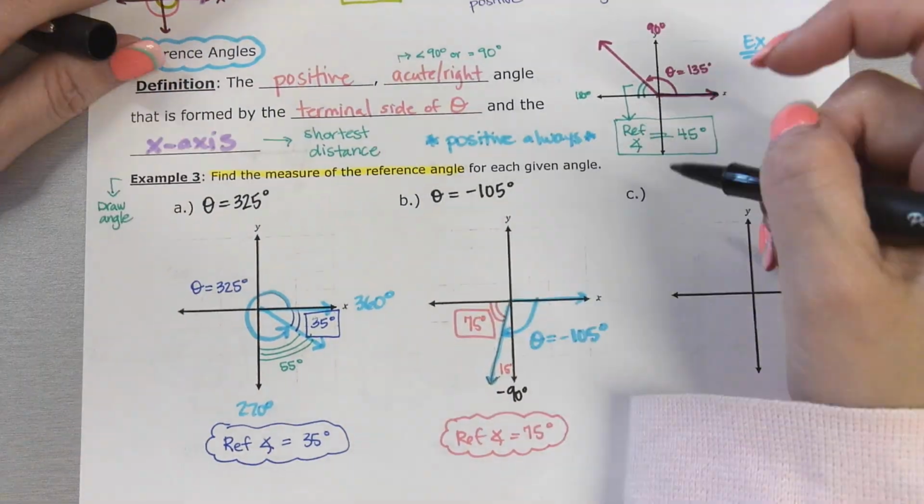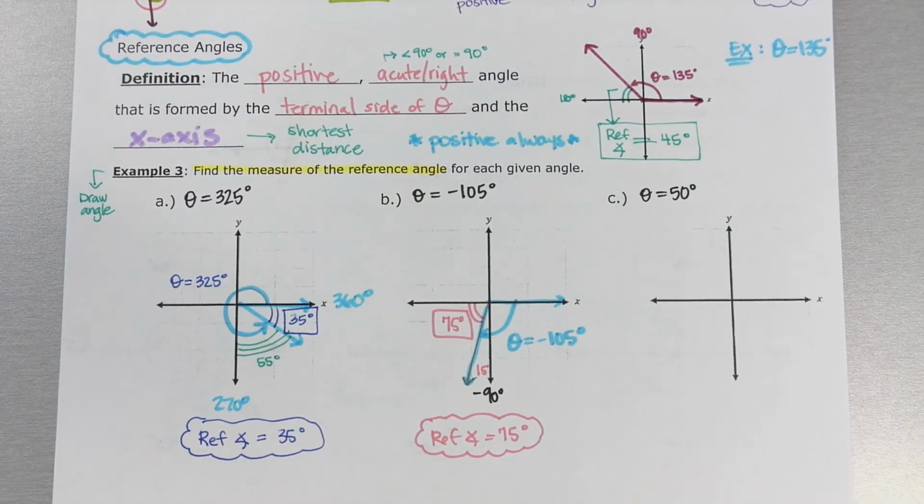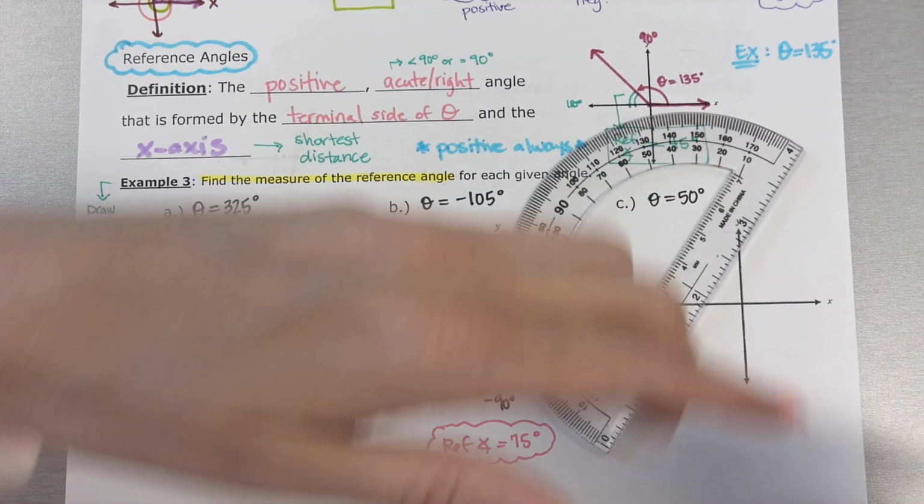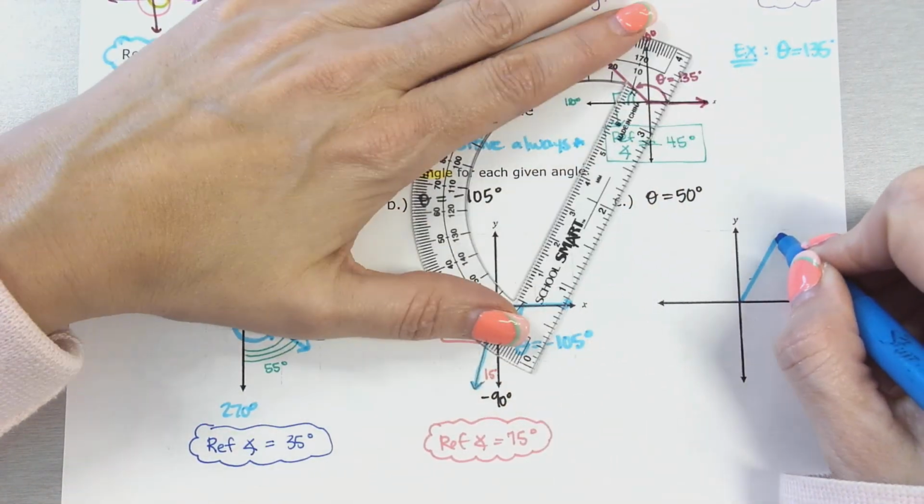Alright, and then the last one is 50 degrees. Theta equals 50. So go ahead and draw that in. Okay, so 50 degrees, it's less than 90. It is in quadrant 1. We know halfway is 45. So we're going to just make that slightly bigger than 45.